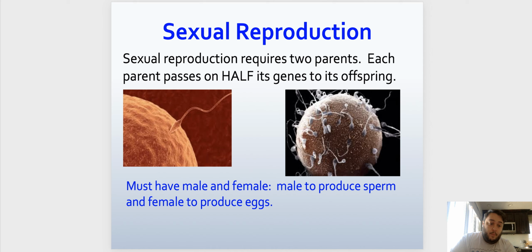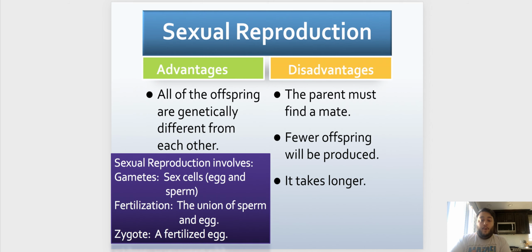So sexual reproduction has its advantages. Of course, you're going to see that this is pretty much the opposite of asexual. The advantage of sexual reproduction is they are all genetically different. The disadvantages are the parents must find a mate, so it is a little more complicated. It is more time consuming, right? It takes longer, and fewer offspring will be produced. Most sexually reproducing organisms do not produce a ton of organisms at once, right?